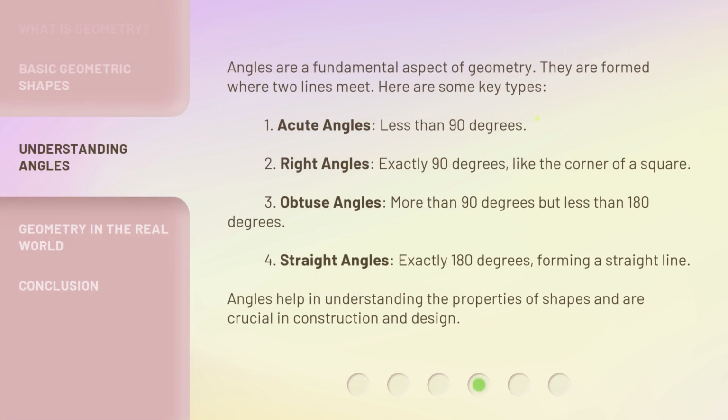Angles are a fundamental aspect of geometry. They are formed where 2 lines meet. Here are some key types. 1. Acute angles, less than 90 degrees. 2. Right angles, exactly 90 degrees, like the corner of a square. 3. Obtuse angles, more than 90 degrees but less than 180 degrees. 4. Straight angles, exactly 180 degrees, forming a straight line. Angles help in understanding the properties of shapes and are crucial in construction and design.